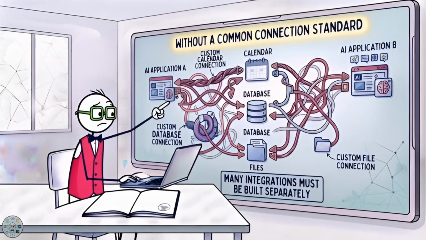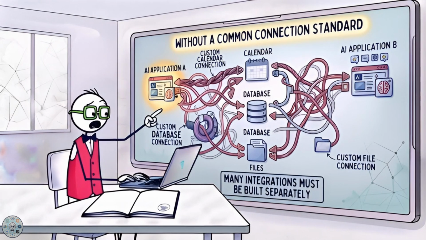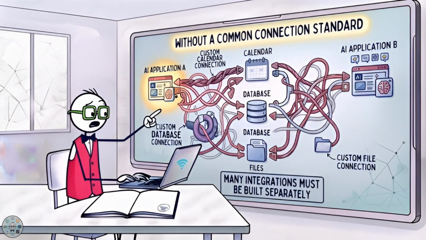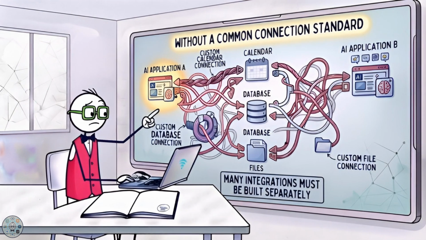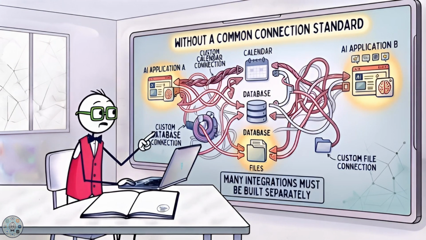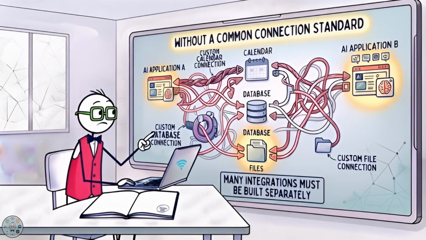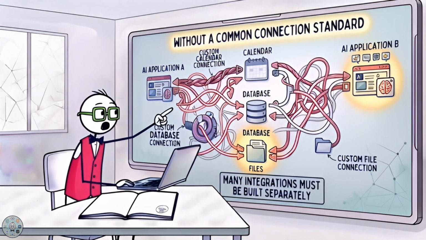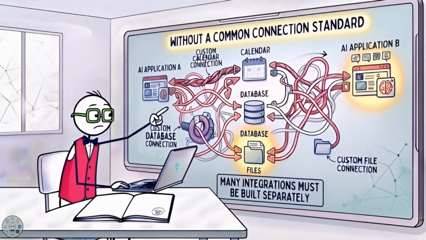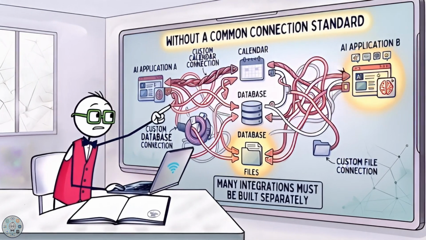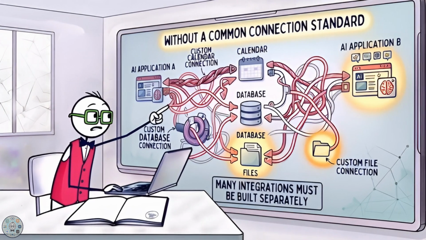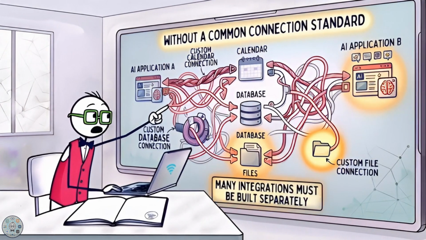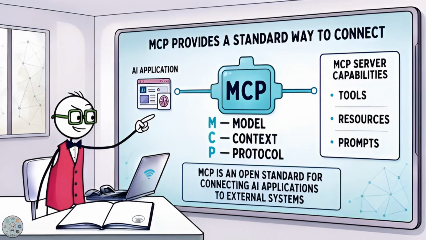Without a common connection standard, every AI application may need its own custom integrations. AI application A must connect separately to the calendar, database, and files. AI application B must then build its own connections to those same systems. As more applications and systems are added, many integrations must be built and maintained separately.